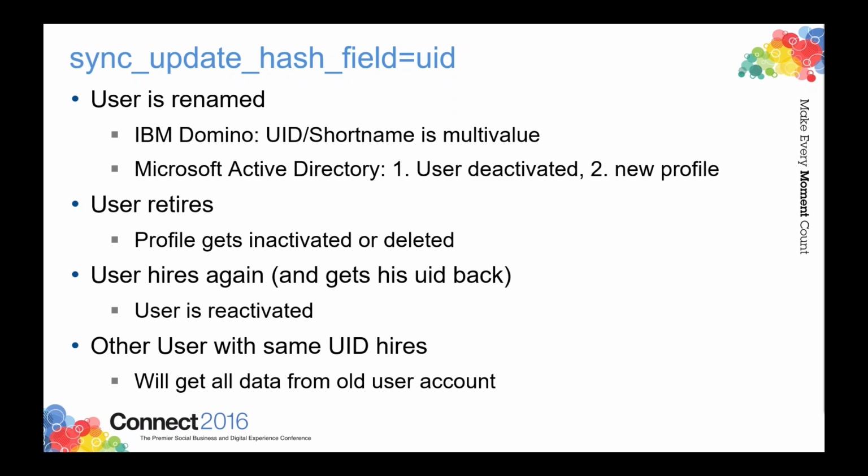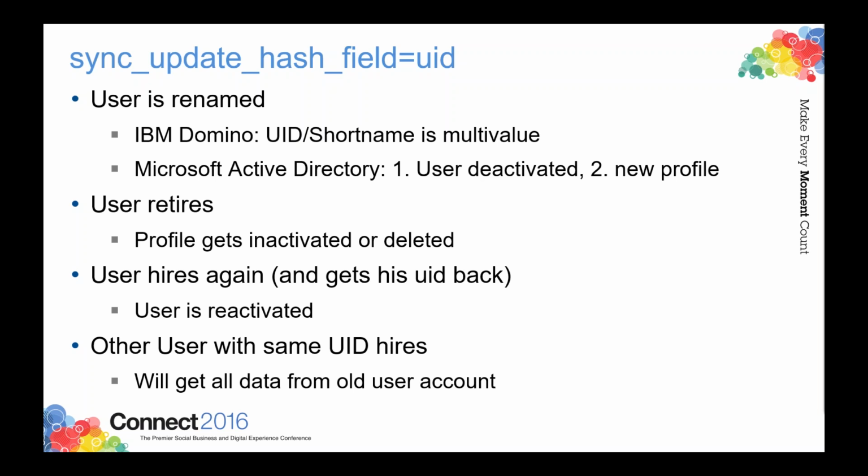What can happen when a user retires? Depending on my settings in my property file, the user will get deleted or inactivated. So that's fine. When the user is hired again, and he got inactivated and he gets the same short name, your Connections user will be reactivated. He will have the same profile picture, his information he put into Connections, and so on. But what can happen when another user gets the short name of this user?